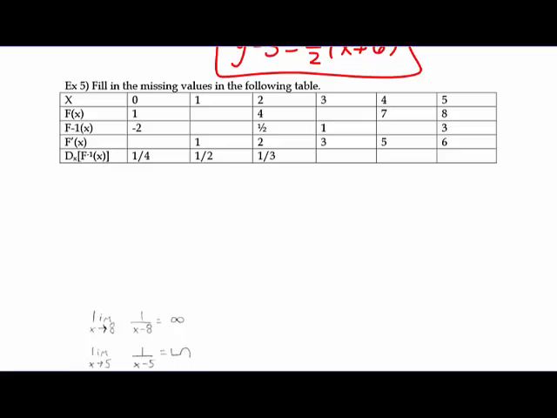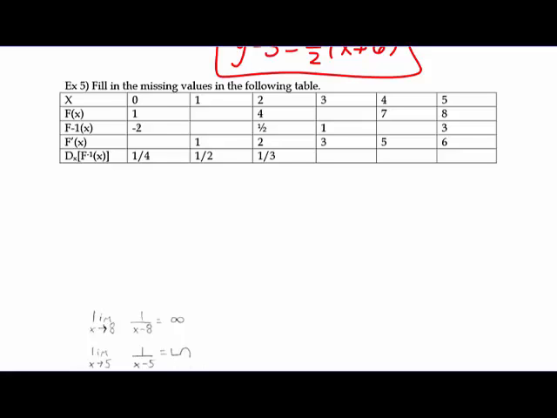So let's see. Here's f. F contains the point (0, 1), (1, something), (2, 4), (3, something), (4, 7), (5, 8). Okay. This should say f inverse. I'm sorry, I don't know why that's dropped down. This should say f inverse. This negative 1 should look like an exponent.